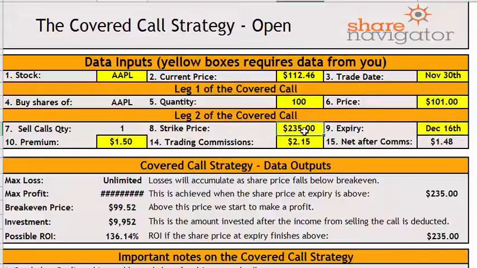The strike price we're going to pick, let's say we're happy to get out of the shares here at 115. So we can see that the shares are currently trading at 112.46, but if they got to 115, we'd be happy to sell them. So that's where you'd want to be selling your covered call. And the expiry we're going to pick, let's say, is December the 16th. So we're happy with that.